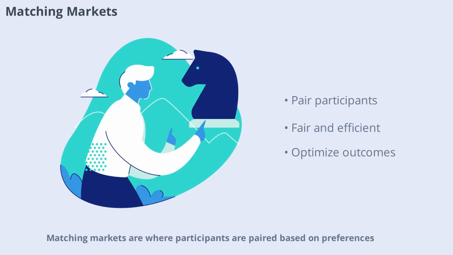Matching markets are where participants are paired based on preferences, such as job seekers with employers or students with schools. Game theory helps design matching algorithms that are fair and efficient. Optimization ensures that as many participants as possible get their preferred outcomes, making these systems work smoothly.